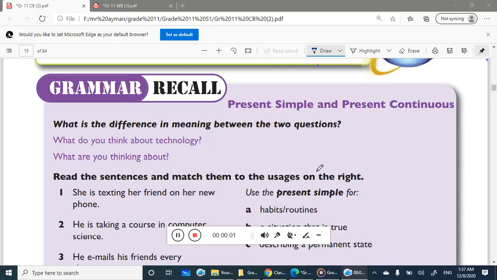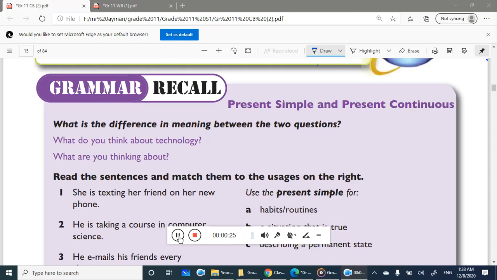And now let's go back to our class or course books. The first question: what is the difference in meaning between the two questions? What do you think about technology? While the other one, what are you thinking about? Pause the video and try to find the answer to this question.